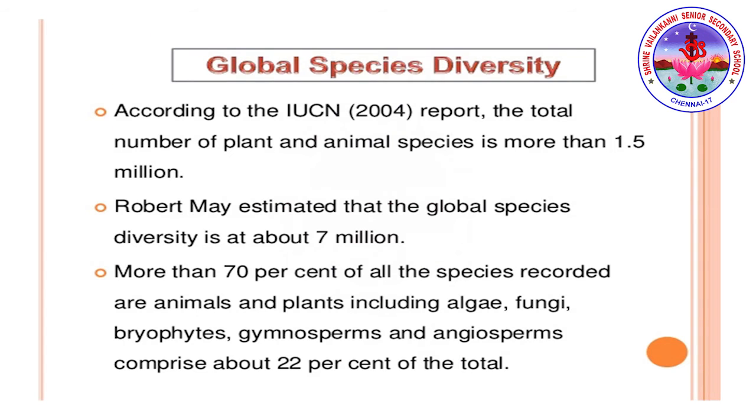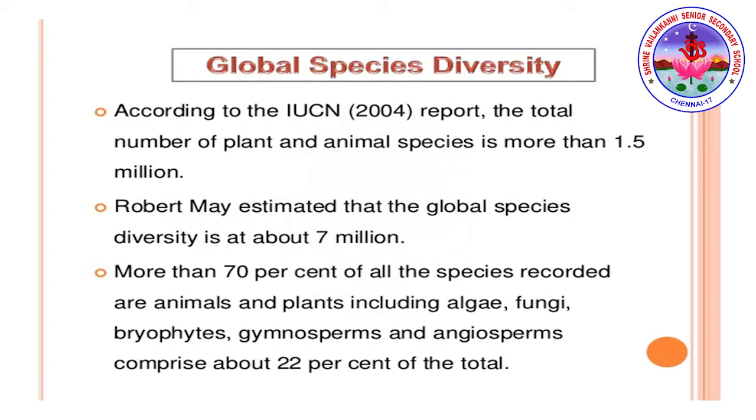Next we are going to study global species diversity. According to the IUCN report, the total number of plant and animal species is more than 1.5 million. Robert May estimated that the global species diversity is about 7 million. More than 70% of all the species recorded are animals, and plants, including algae, fungi, bryophytes, gymnosperms and angiosperms, comprise about 22% of the total.